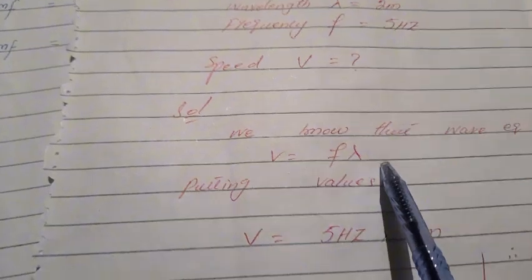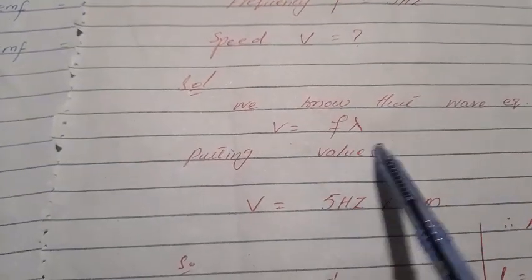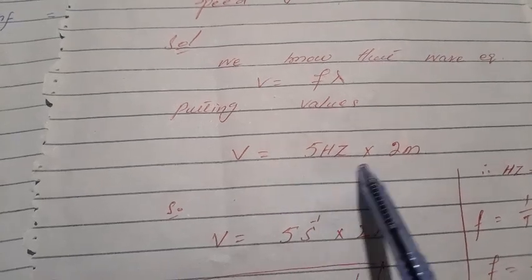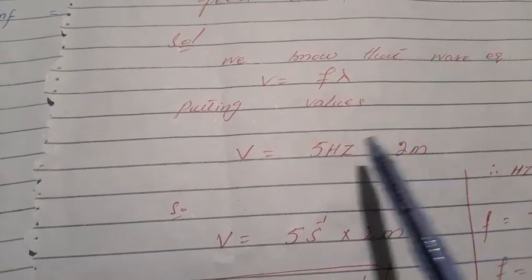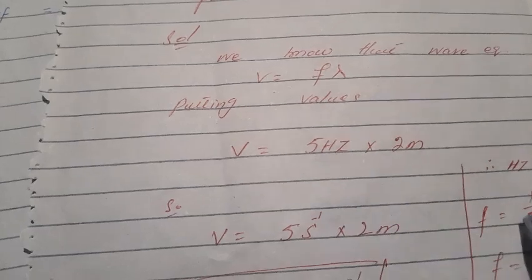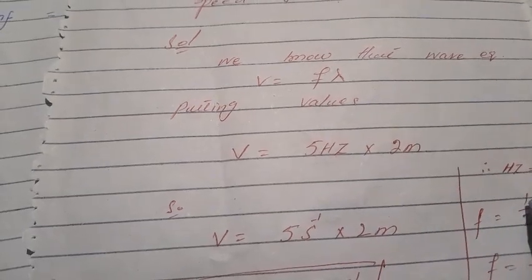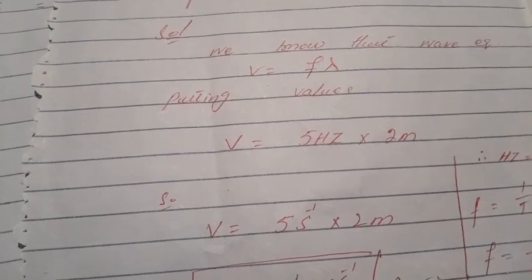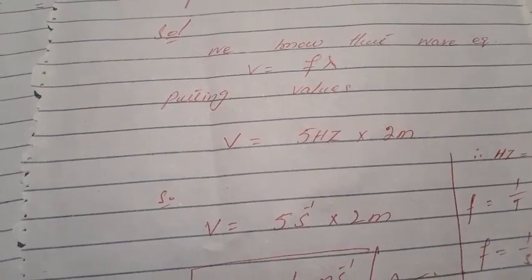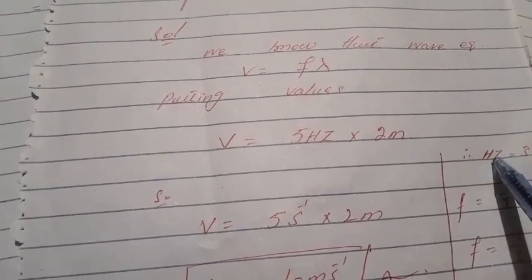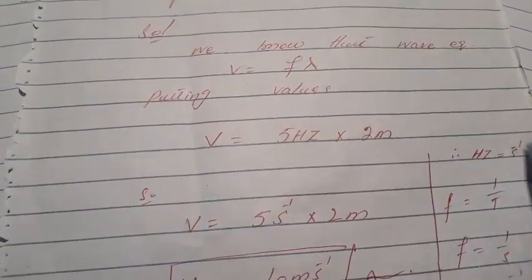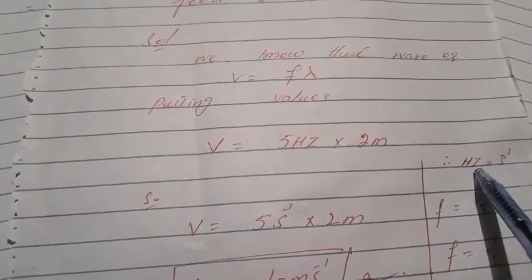According to the wave equation, we know that v is equal to f lambda. Putting in the values, we have the frequency of 5 hertz multiplied by the wavelength of 2 meters. We know that frequency is the reciprocal of time. The SI unit of time is the second, so the SI unit of frequency is second inverse, which is equal to hertz. So we can express the unit of frequency as second inverse or hertz.